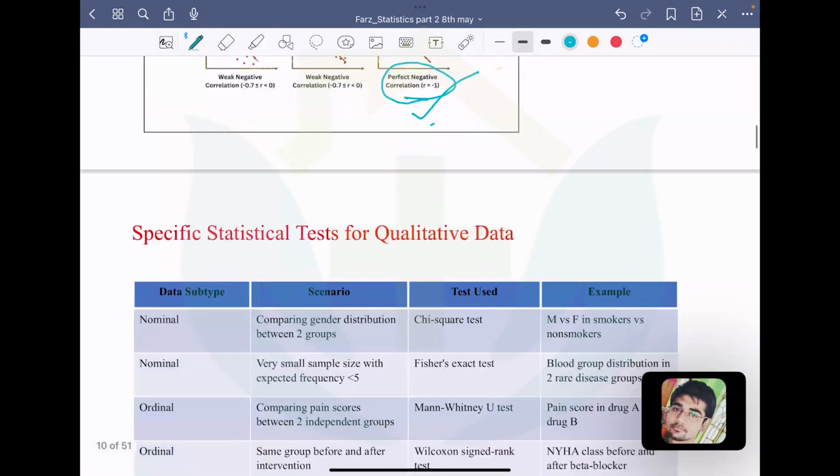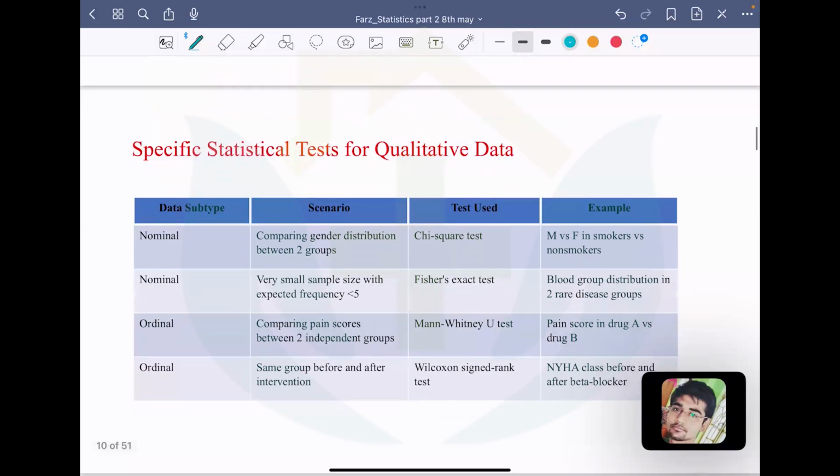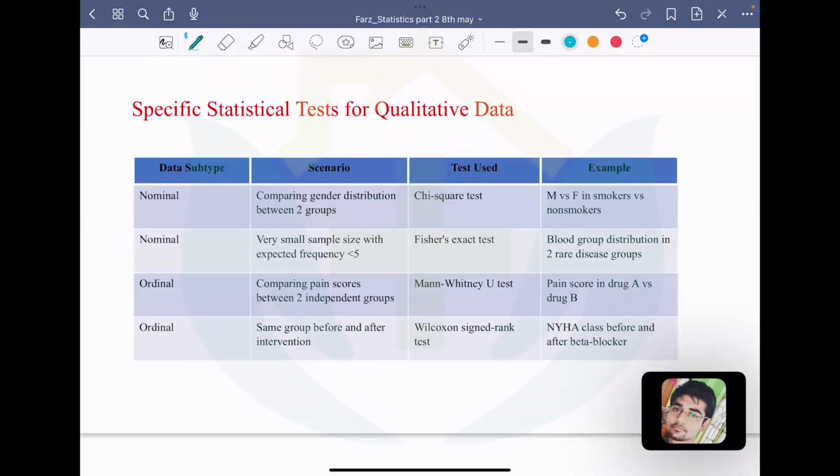So coming to the qualitative data, I was talking about the nominal data. For example, if you want to compare the gender distribution between two groups. You see male, you see female, and you want to know the number of females in group A and compare it with the sex distribution in group B. You use the chi-square test. Okay.